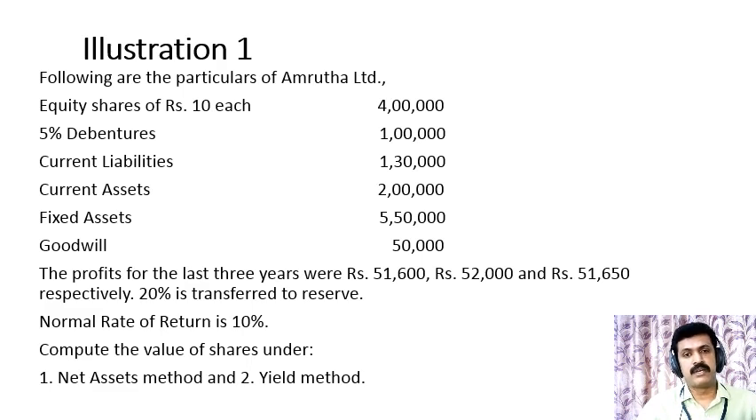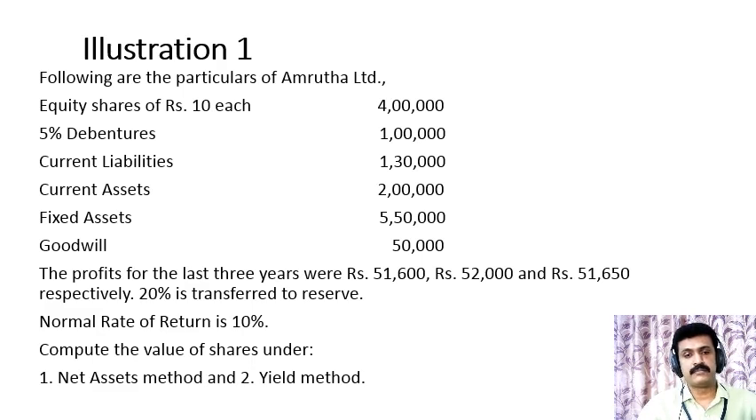In this problem, preference share capital is not given, so whatever balancing amount we get, we can treat it as net assets available for equity shareholders. From that we can ascertain the intrinsic value of share, that is net assets available for equity shareholders divided by total number of equity shares. So here equity share capital is 4 lakhs, divided by 10, we get 40,000 equity shares.